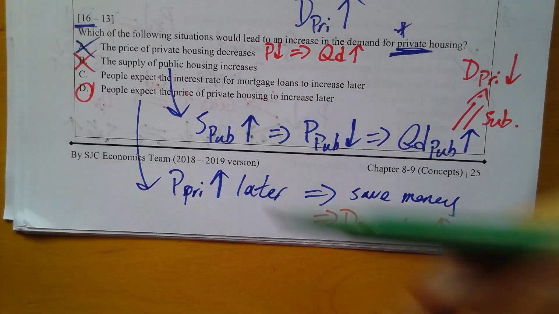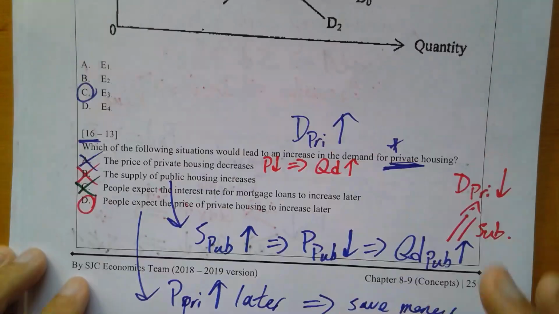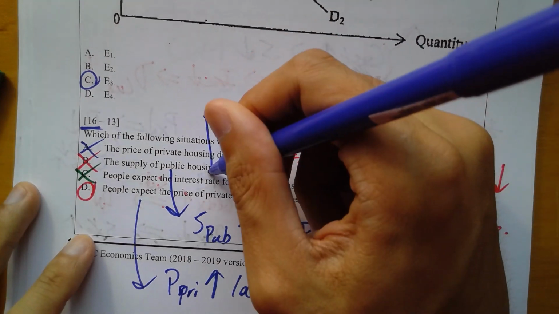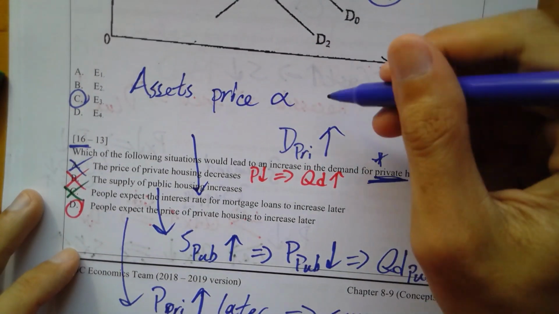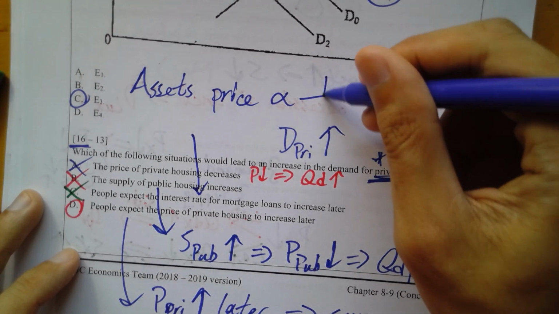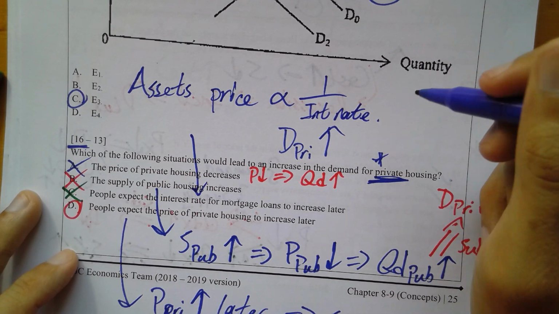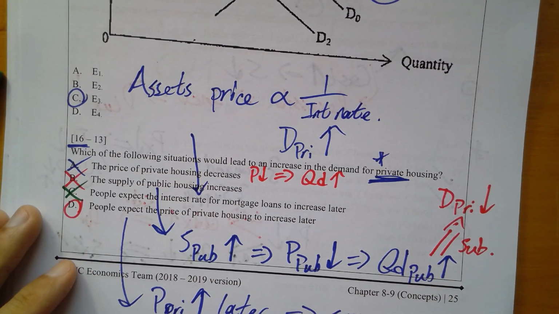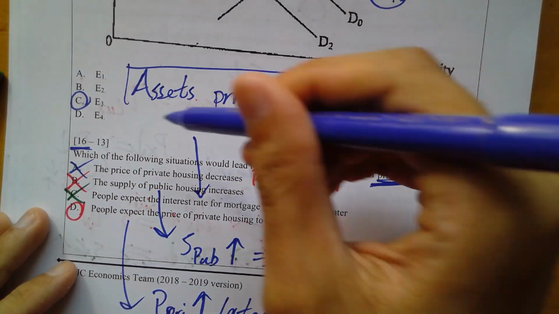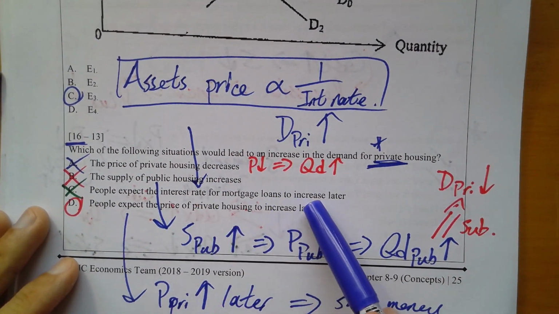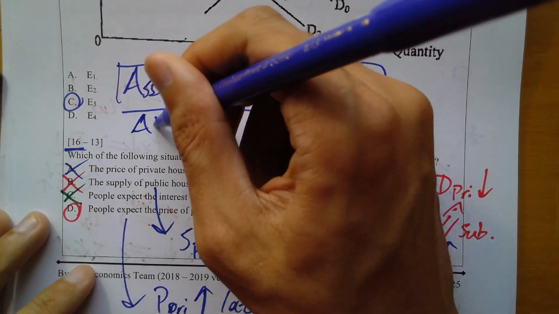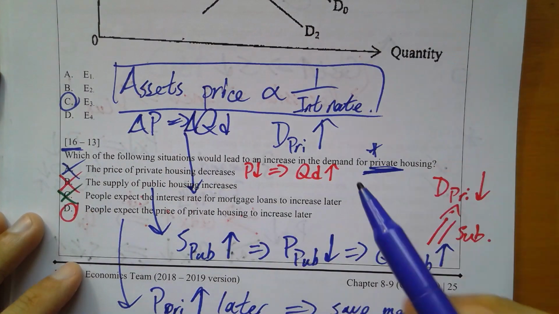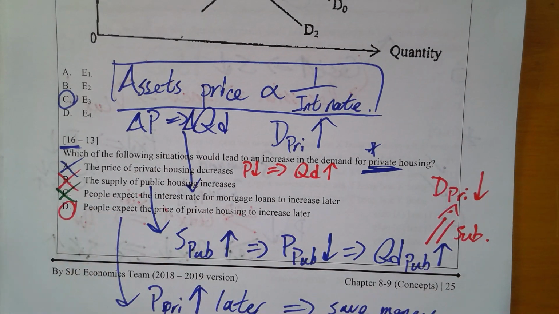Now C. I suggest you only listen once and then you forget about it. Now, remember, whenever we talk about assets, asset price is inversely proportional to interest rate. This is a finance relationship. You will learn this later when you study finance. But again, here, people expect the interest rate to increase later. That only means the asset price will change. When price changes, it is only a change in QD, not a change in demand. Alright, so C is also incorrect, unfortunately. Alright, so moving on.